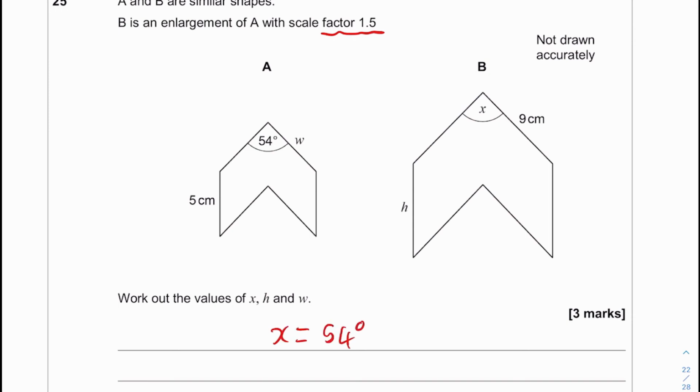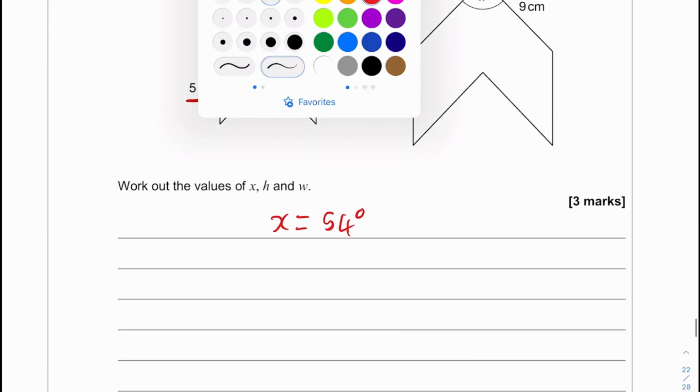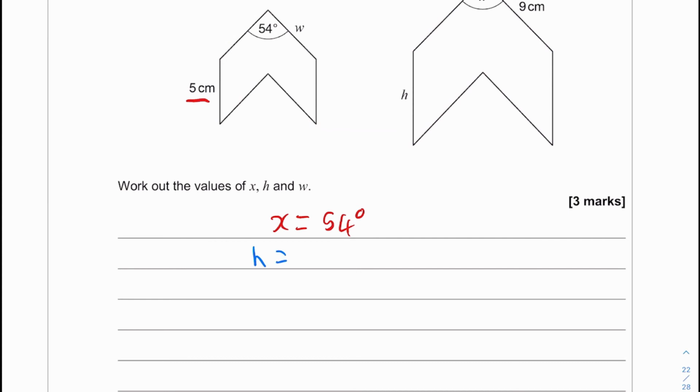Okay, we'll then move on to, let's do H next. So B is 1.5 times greater than A. So what we can then say is this length here, 5, in shape B, it's going to be 1.5 times the length as it was in A. So to work out what H is, all we have to say is H is equal to 5, the initial length, multiplied by the scale factor, 1.5, and this is equal to 7.5, and the units are centimetres.